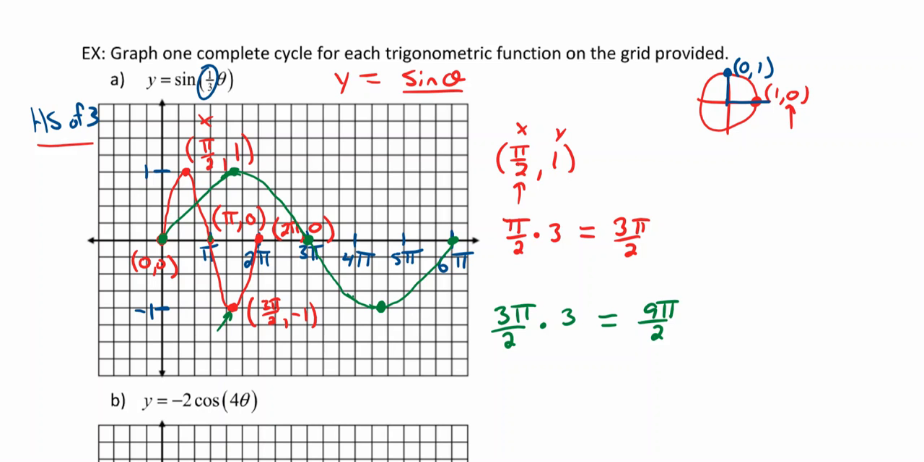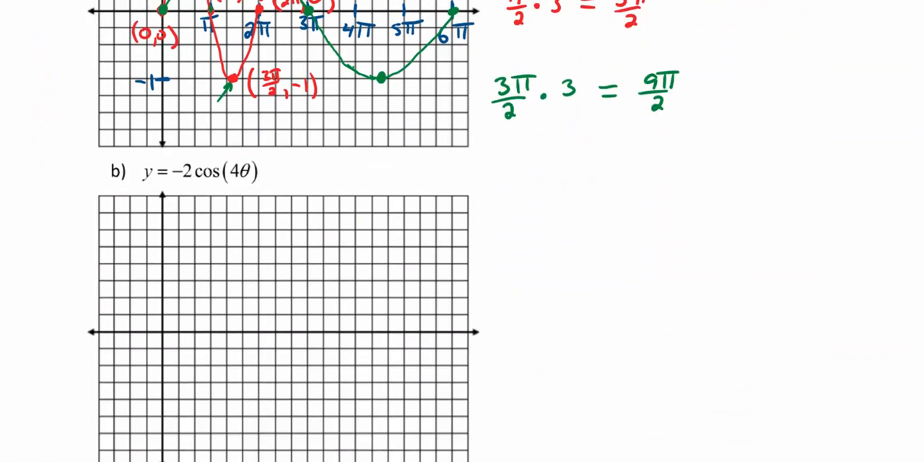So now remember that these could also be written in degrees as well, right? I did it in radians, but this could have been done the same way in degrees. We just would have been multiplying our degrees by 3 every time instead. All right, let's do the next one here.